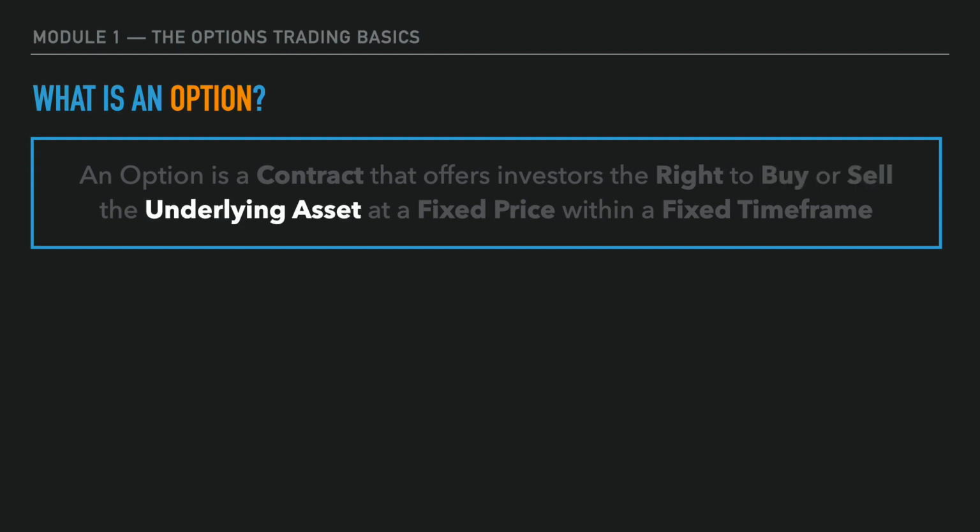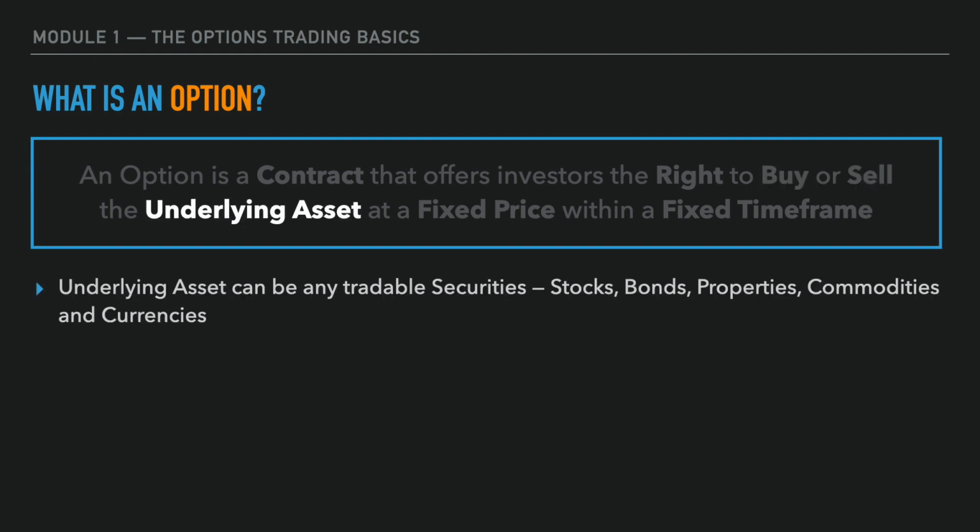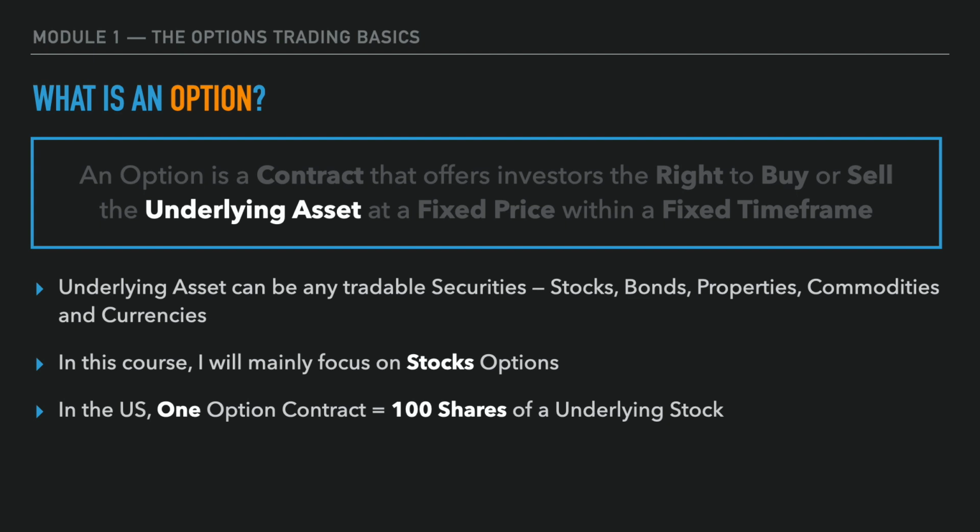Alright, the next keyword you should understand is the underlying asset. Underlying assets can be any tradable securities, such as stocks, bonds, properties, commodities, or even currencies. In this course, I will mainly focus on stocks as the underlying assets. If you are in the US or trading the US market, one option contract gives you the right to buy or sell 100 shares of an underlying stock, regardless of the share price. For example, let's say you just bought one call option of Apple. Then this call option contract allows you to have control over 100 shares of Apple stock. If you buy 2 options, that will be 200 shares.